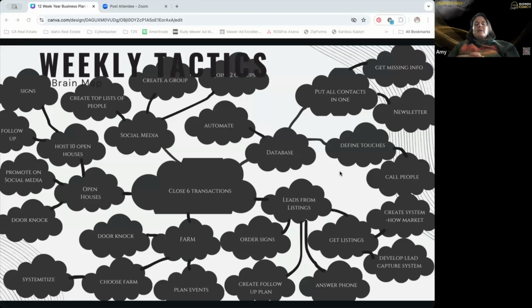So maybe on database, you think, Amy talks about automating the database so that it kind of drips on people automatically. So I'm going to put automate on there. Maybe you think, she also says that you should do different interactions with them, at least 36 of them on an annual basis. So I need to probably define what those touches or interactions look like.